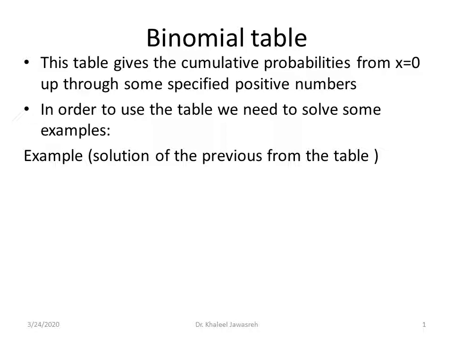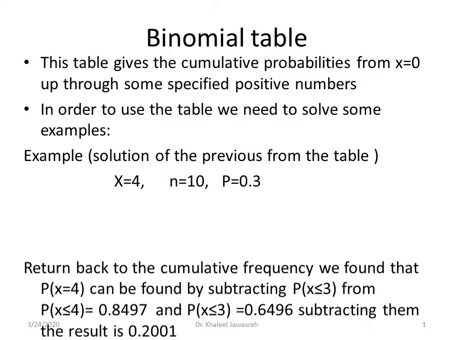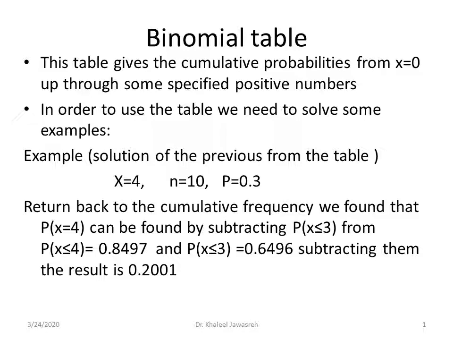example that's talking about the immunity against some certain disease. From that example in our previous slides, x equal to 4, n equal to 10, and p equal to 0.3. If we pick 10 samples from this population, what's the probability for 4 of them to be immune?